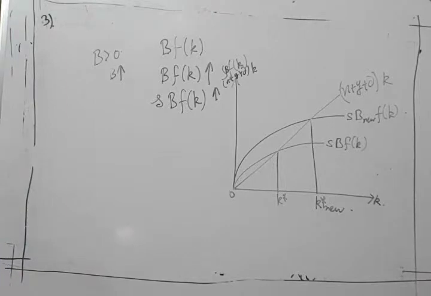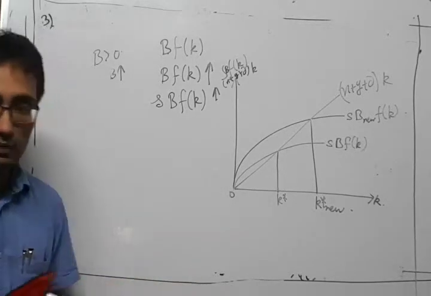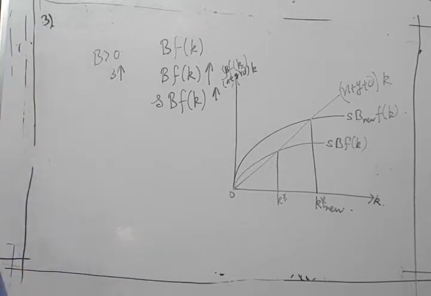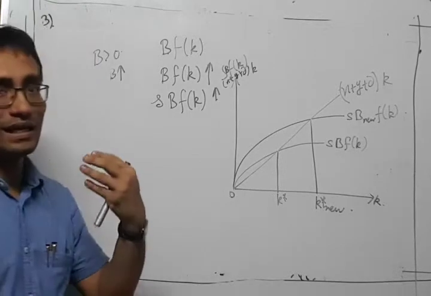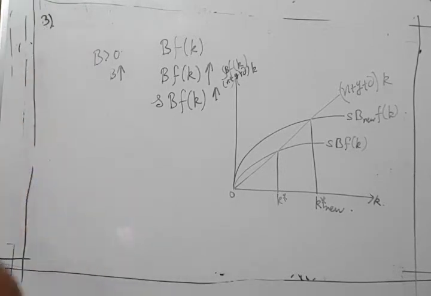So this was the discussion regarding the impact of changes in the parameters of this investment relation, that is s of f of k equal to n plus g plus delta of k, and how a change in each of these parameters can affect the optimal level of small k, that is capital per unit of effective labor in the economy.